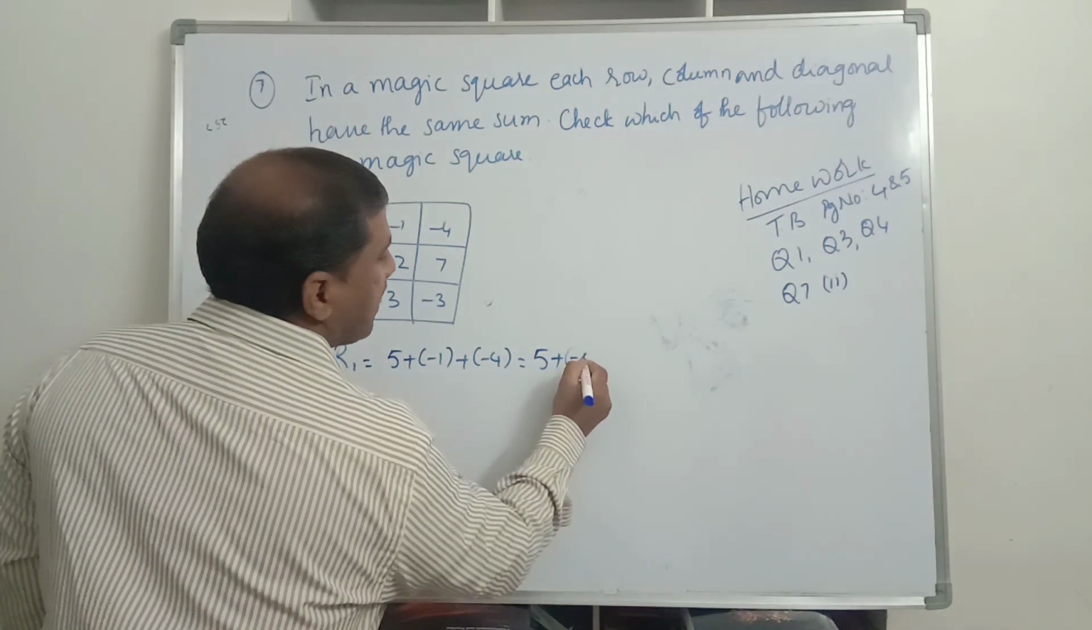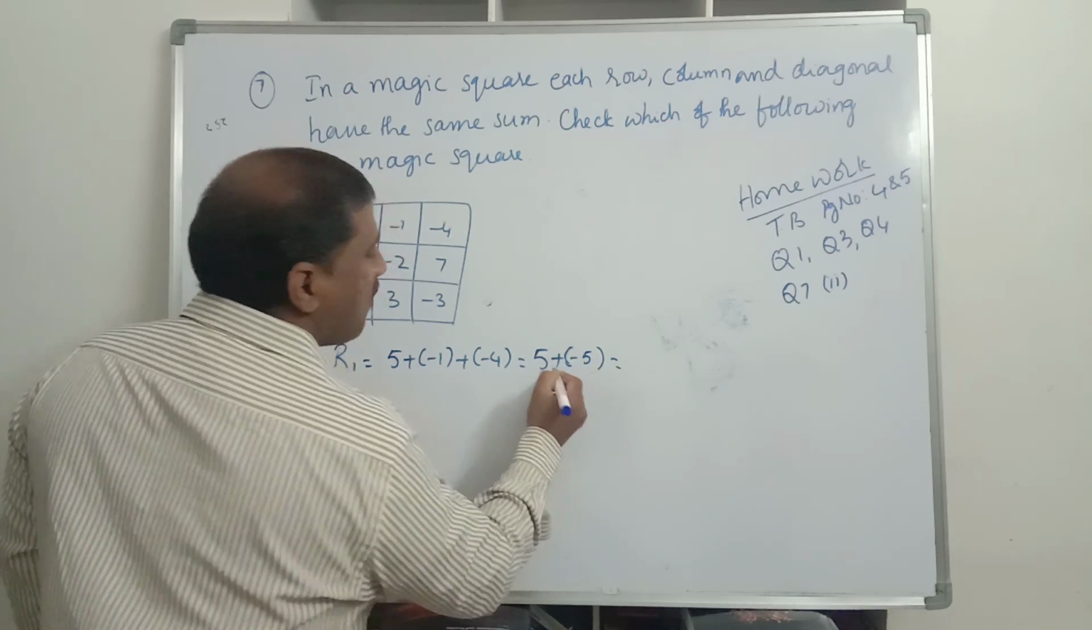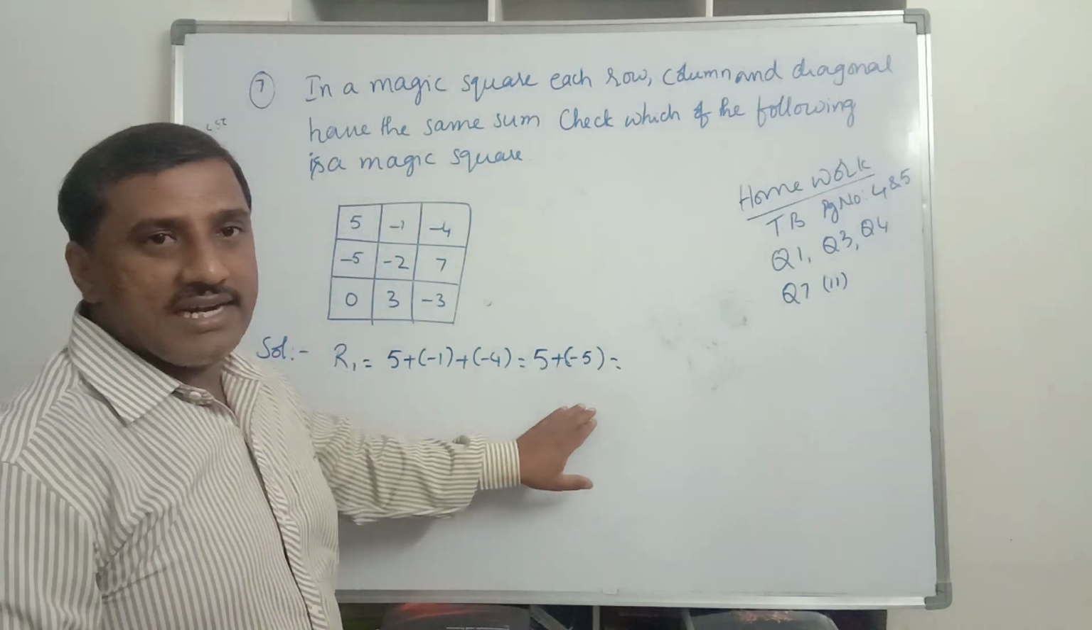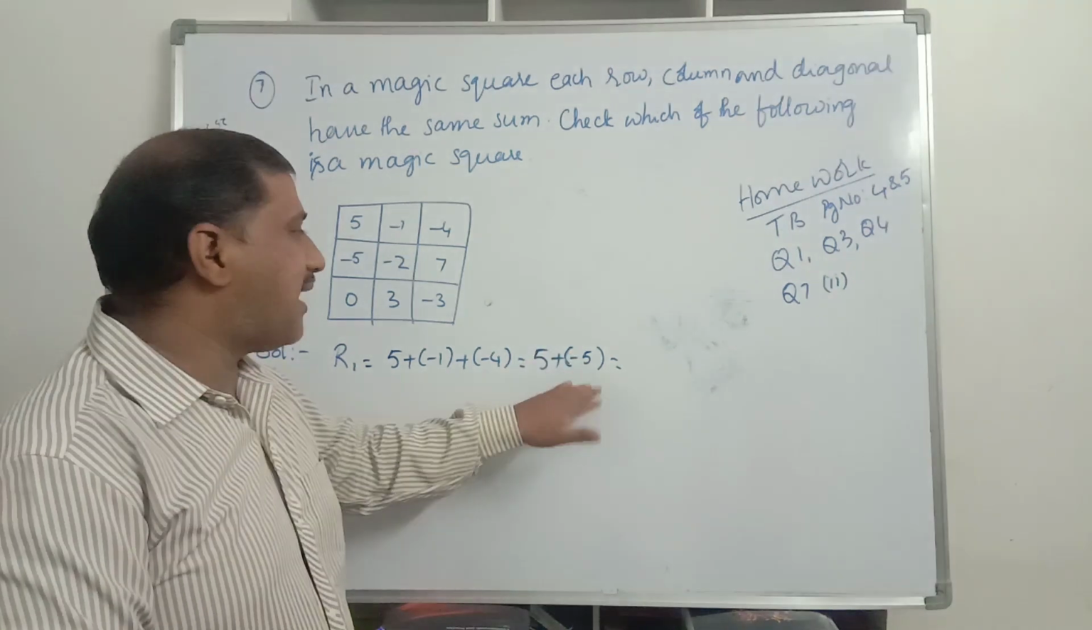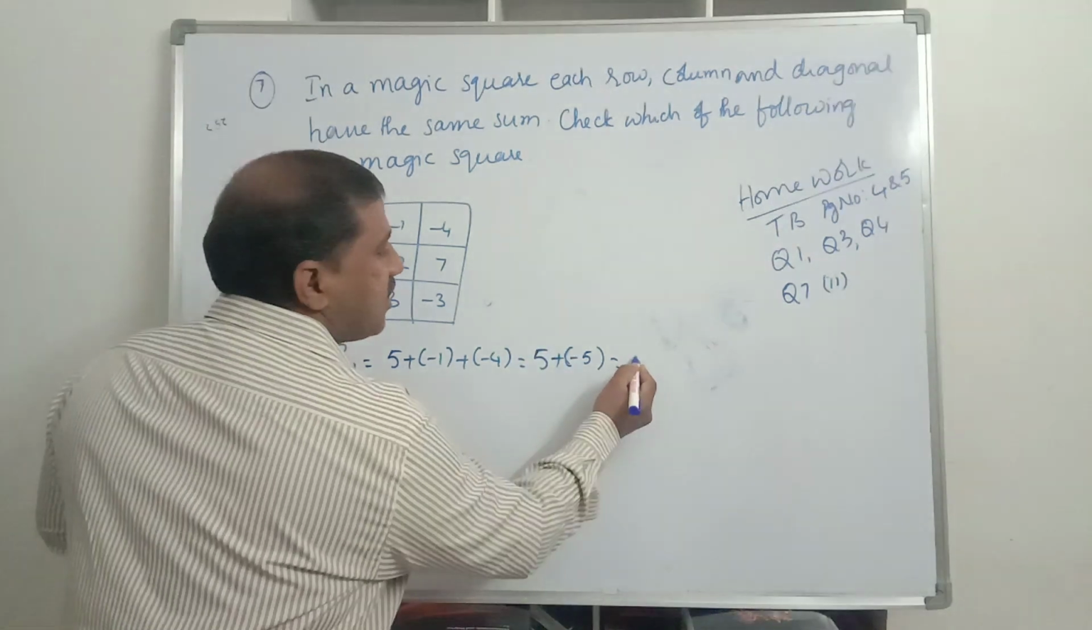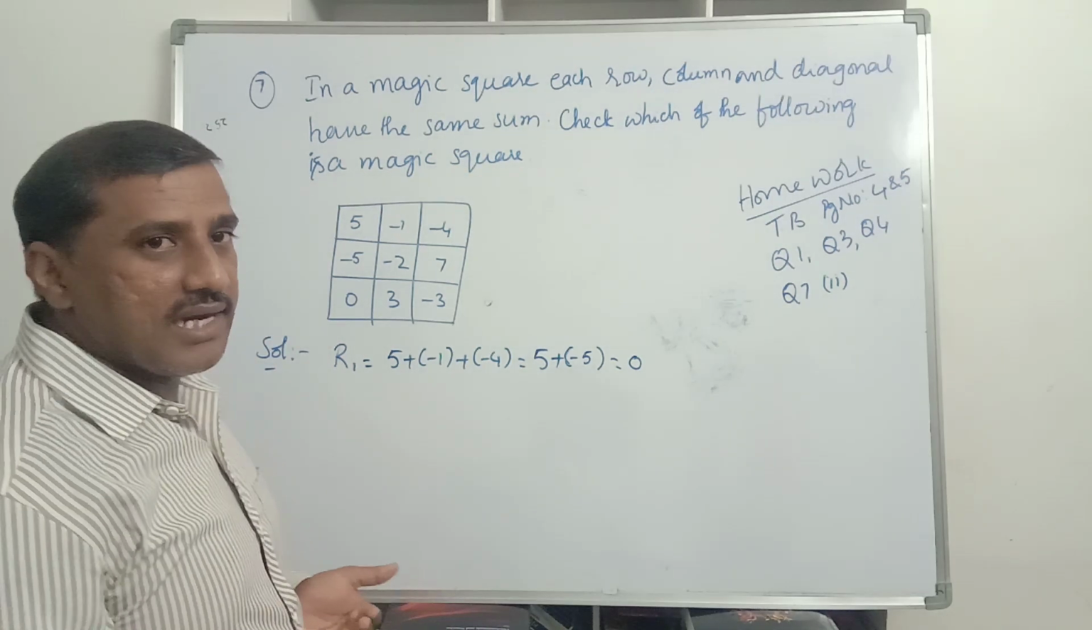That is -5. Now we are adding one positive integer and one negative integer. So what to do? Subtract the numbers. That is 5 minus 5, it is 0. 0 is neither positive nor negative.